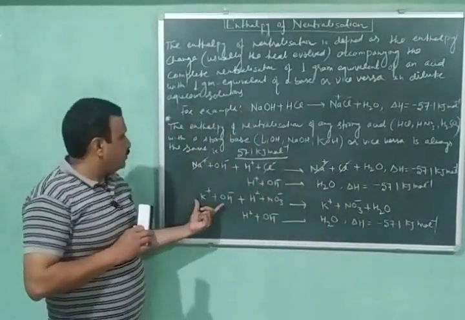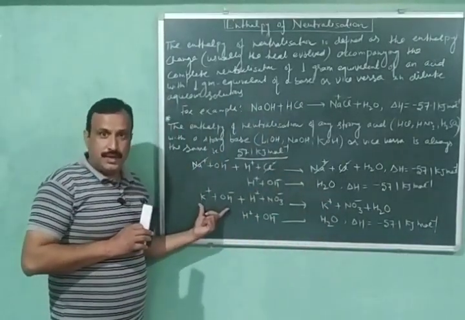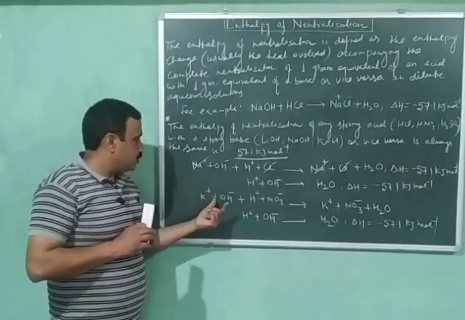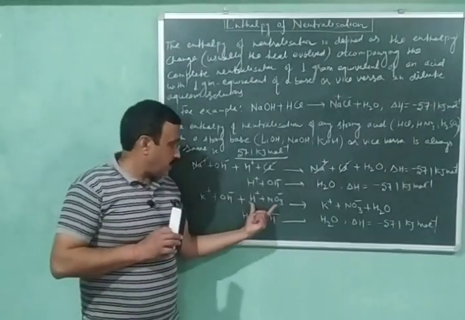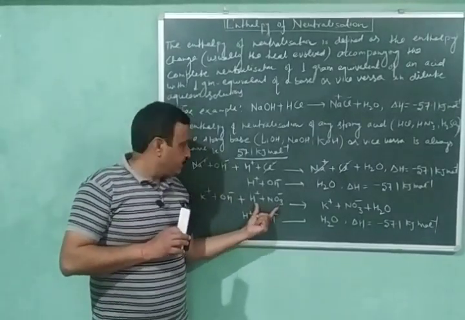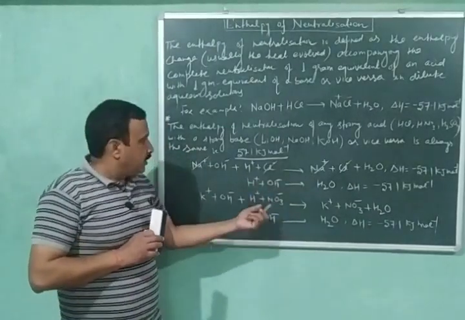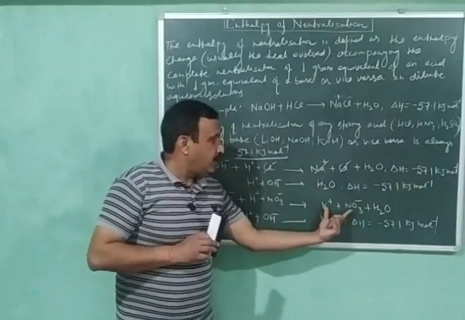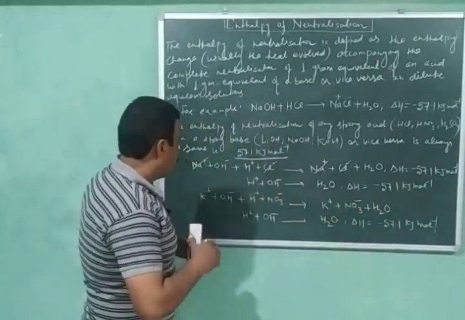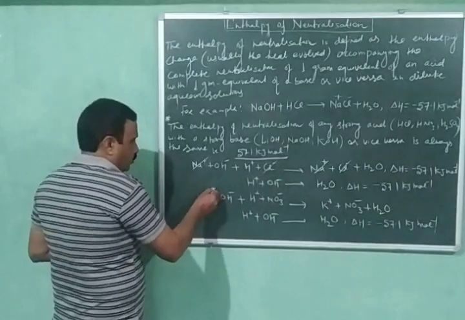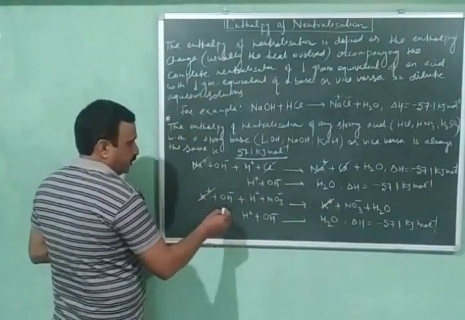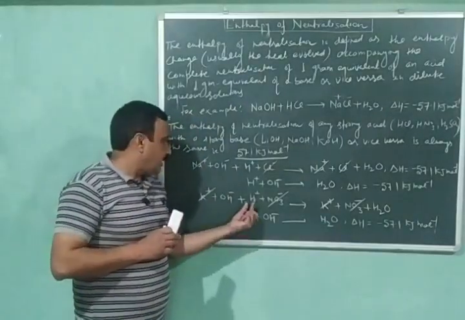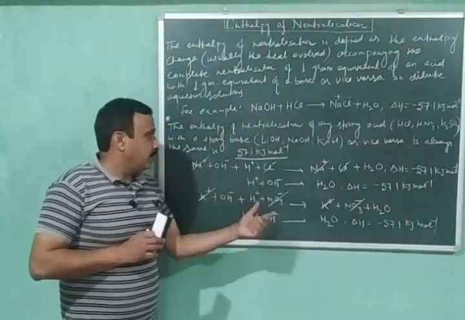Now let us take a different acid and base. Here I have taken potassium hydroxide base, and it is again completely ionized, being a strong base. So I have written it K positive plus OH negative. Likewise, here I have taken nitric acid, and it is written H positive plus nitrate ion, giving us potassium nitrate, K positive plus NO3 negative, and water. And here also the overall reaction will have K positive cancelled, and nitrate ion and nitrate ion.